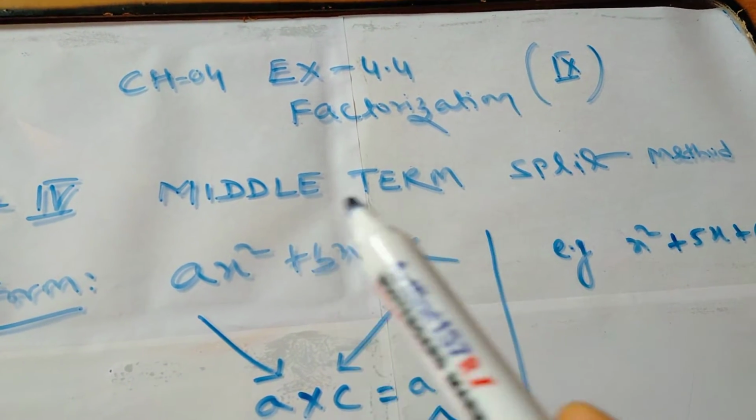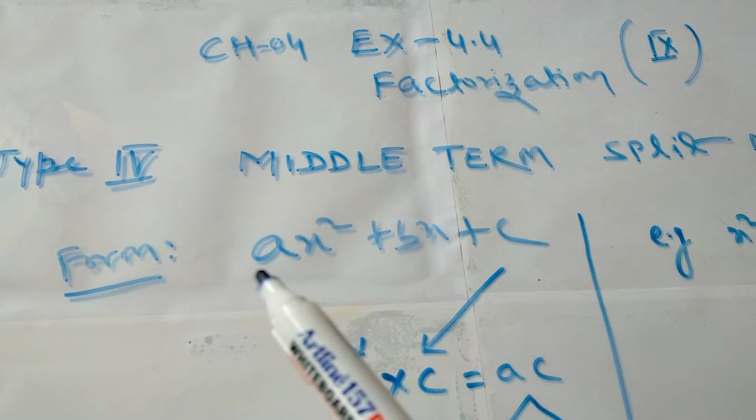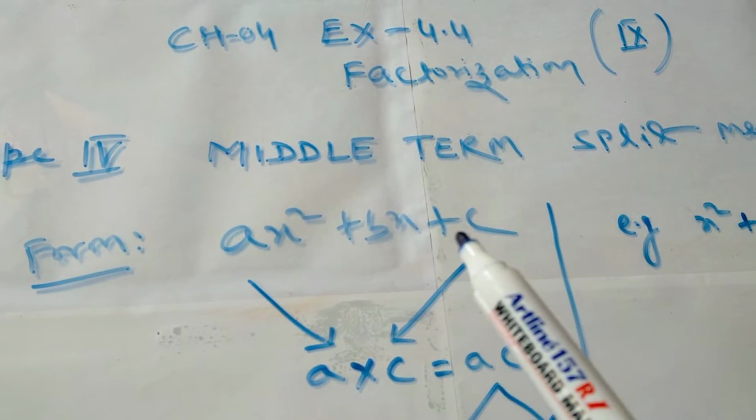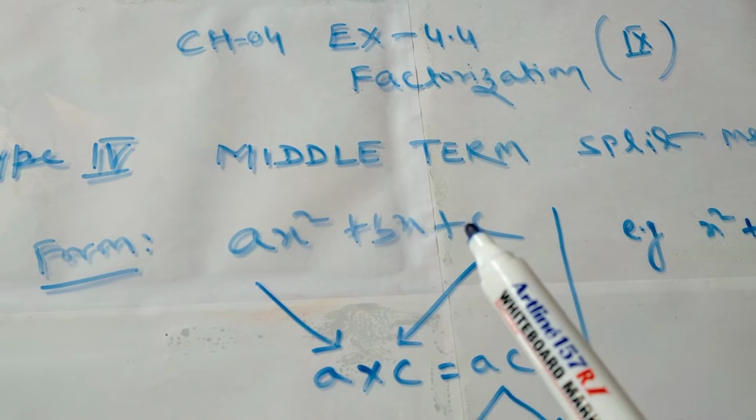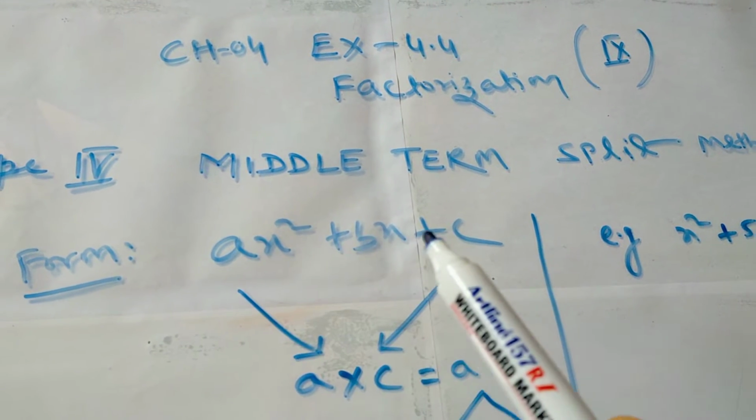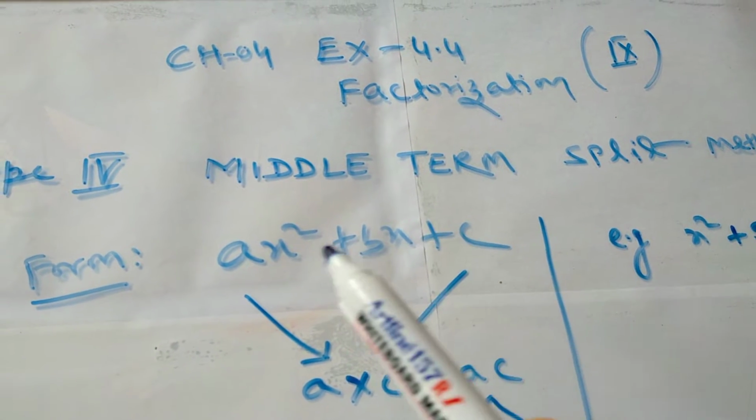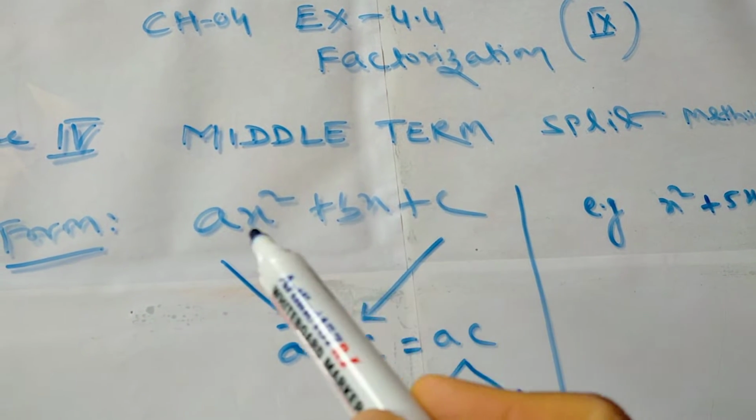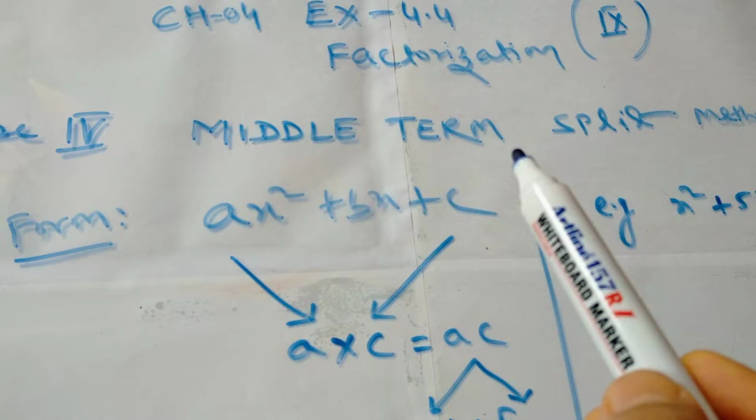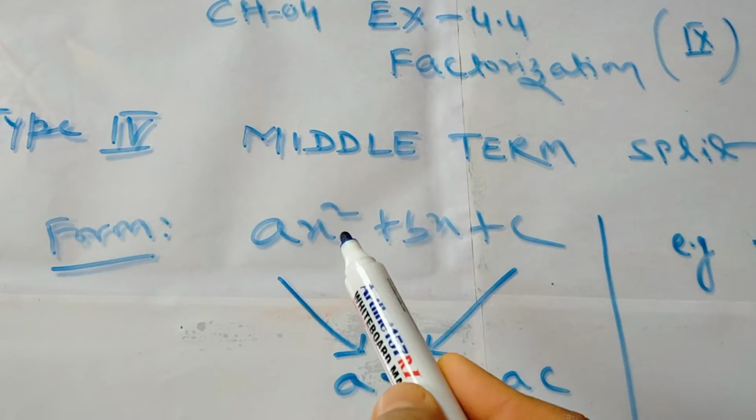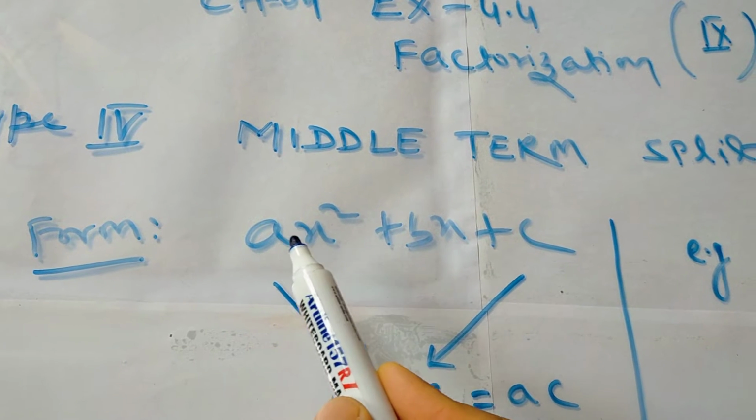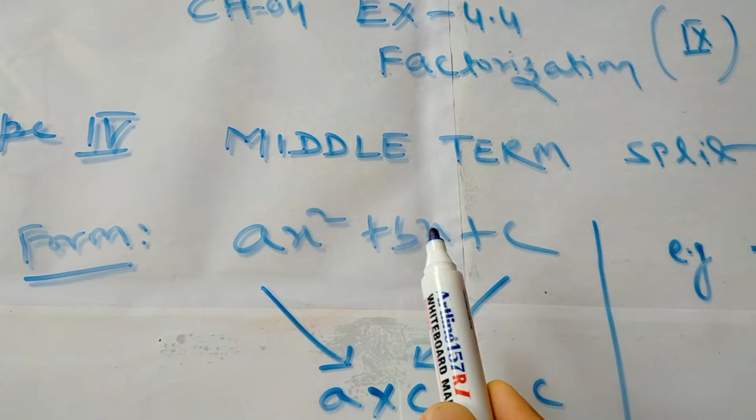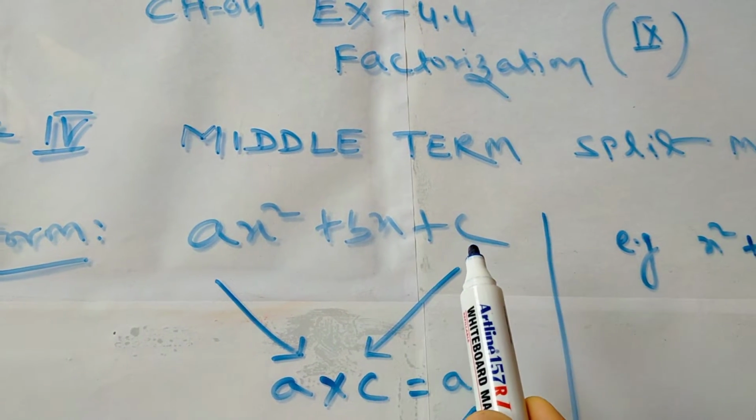It is based on the middle term split method. What is the middle term split method? The form ax square plus bx plus c can be solved with the help of the middle term split method. It means we have a trinomial, with a total of 3 terms. This can be split through this method. What is the method? You see, 3 things are there: the coefficient of x square is a, the coefficient of x is b, and the constant term is c.